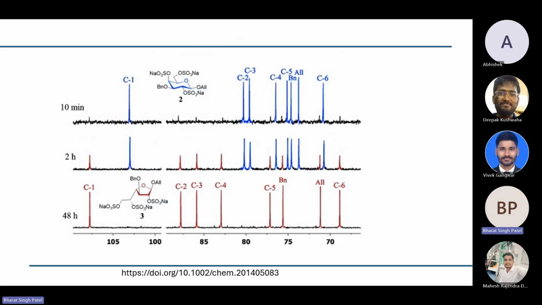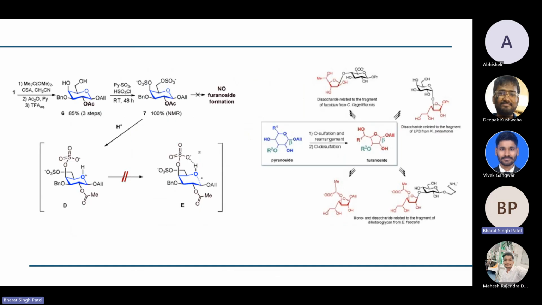They monitored it through NMR also. They were able to see the shifting of the NMR peaks from the pyranoside to the furanoside. The key shift was of the anomeric carbon C1, which was shifting from near 100 to above 105, and C2, C3, C4 were shifting a little downfield.